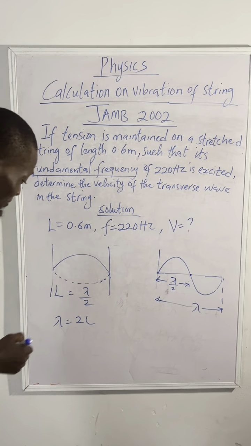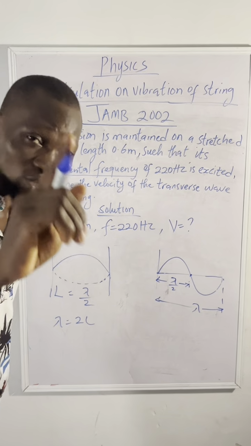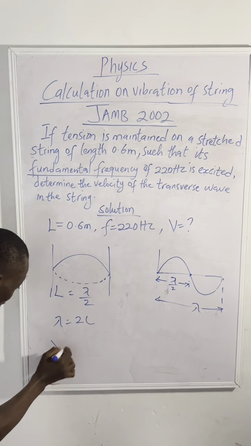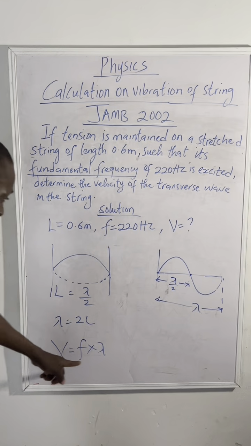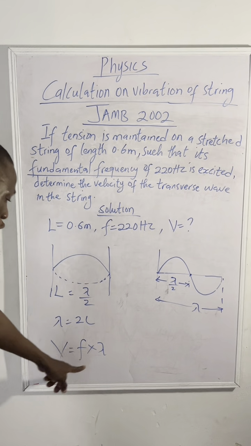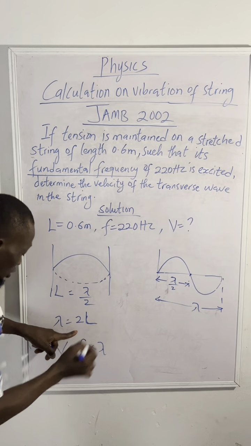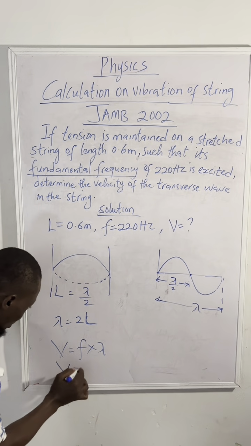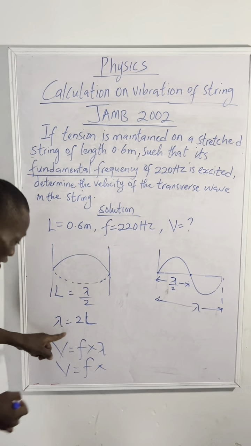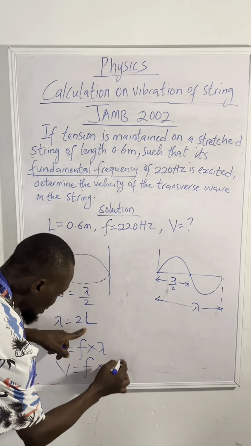Once you do that, the next thing is that you remember the equation of wave, which is velocity equals frequency times lambda. But don't forget that your lambda is actually 2L from here. So meaning that your velocity is going to be frequency times, instead of lambda, you can put 2L.